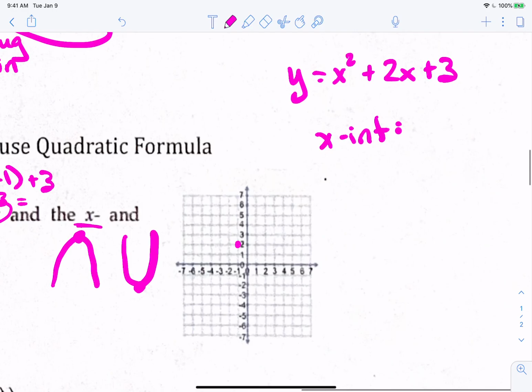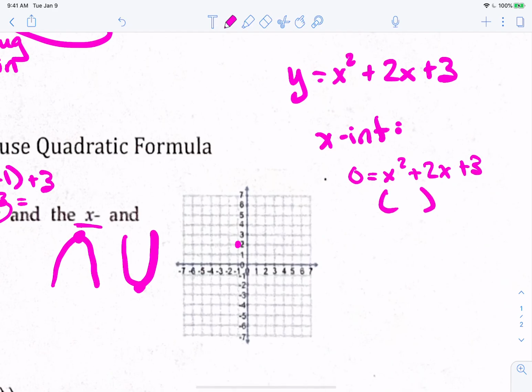If you're trying to find the x-intercept, you plug 0 in for y. So I'm going to say 0 equals x squared plus 2x plus 3. Okay, and then I want to break down x squared plus 2x plus 3.